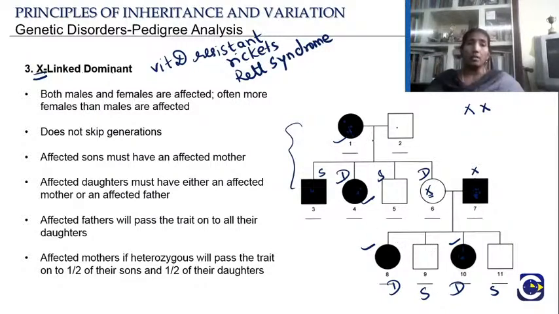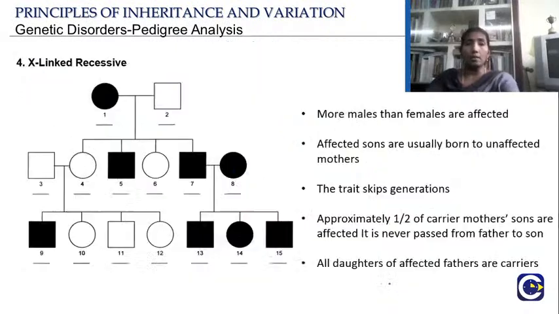So how do you identify X-linked dominant? First look at how many males or females are affected. More females, X-linked dominant. Then look that it is not skipping generations. If a mother is heterozygous affected, she will give it to both daughters and sons. If the father is affected, he will pass it only to the daughters and never to the sons. This point you should know. This will give you a clue about X-linked dominant.